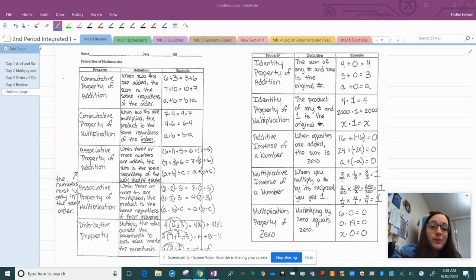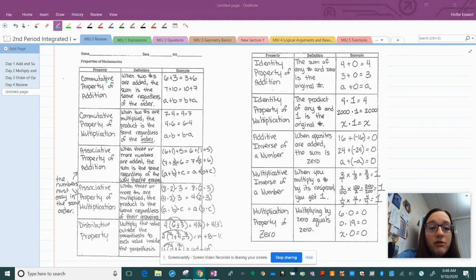Good morning. These are our properties notes. These will go in on page 9 of your notebook, just after the notes you just took on translating expressions. So these properties you are aware of, you know how to use. It's those names that we sometimes forget.